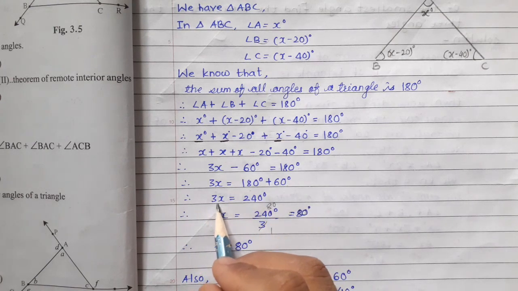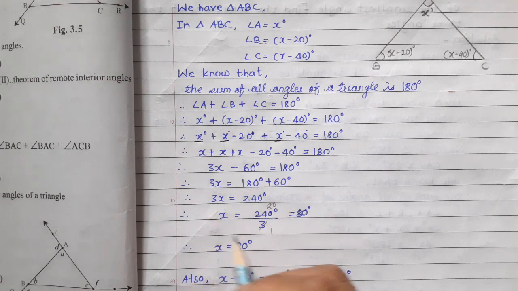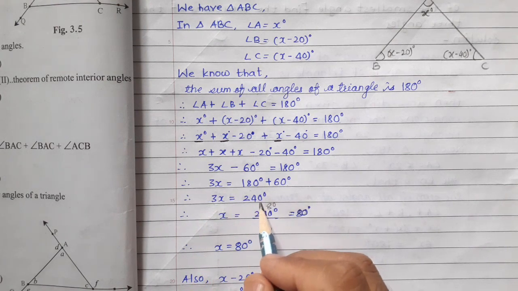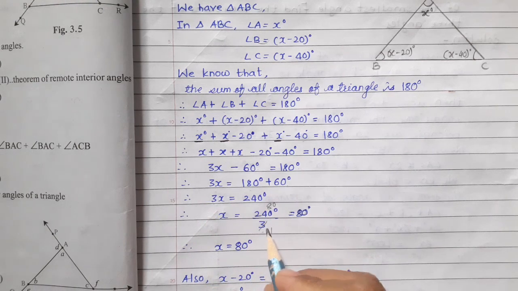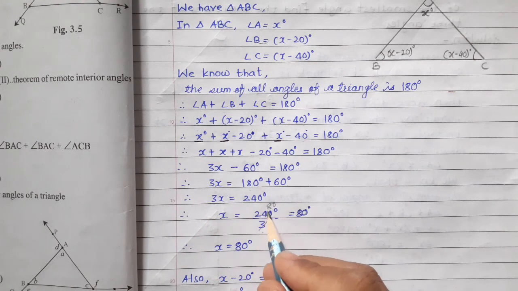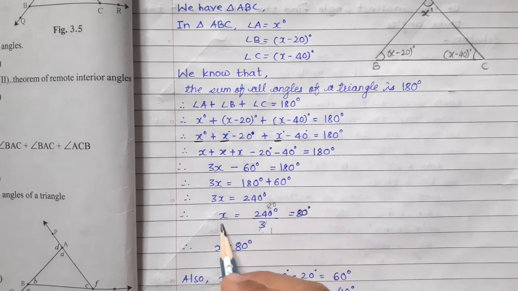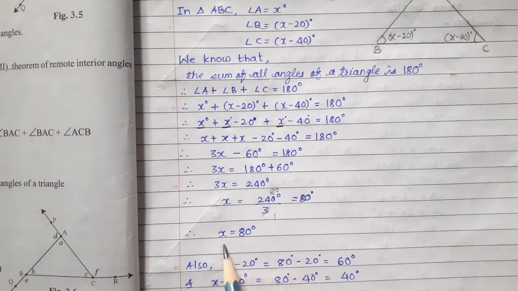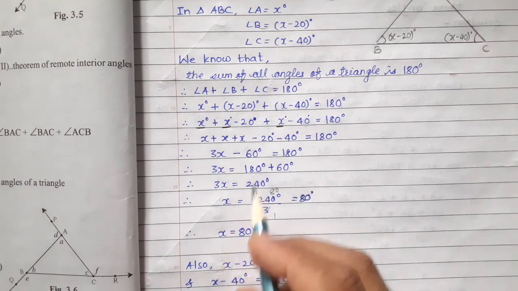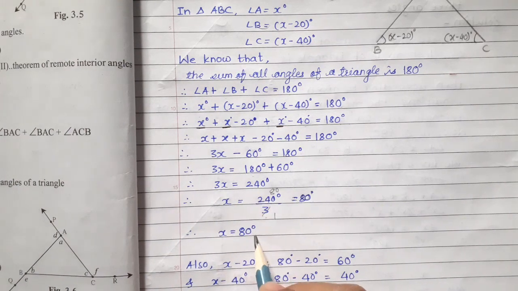Now this 3 is multiplying with x on the left hand side. Then it goes to the right hand side and divides this 240. Then we have x is equal to 240 upon 3. 3 ones are 3, 3 eights are 24. So we have 80 degree. Then x is equal to 80 degree. The measure of angle A, that is the x, is 80 degree.